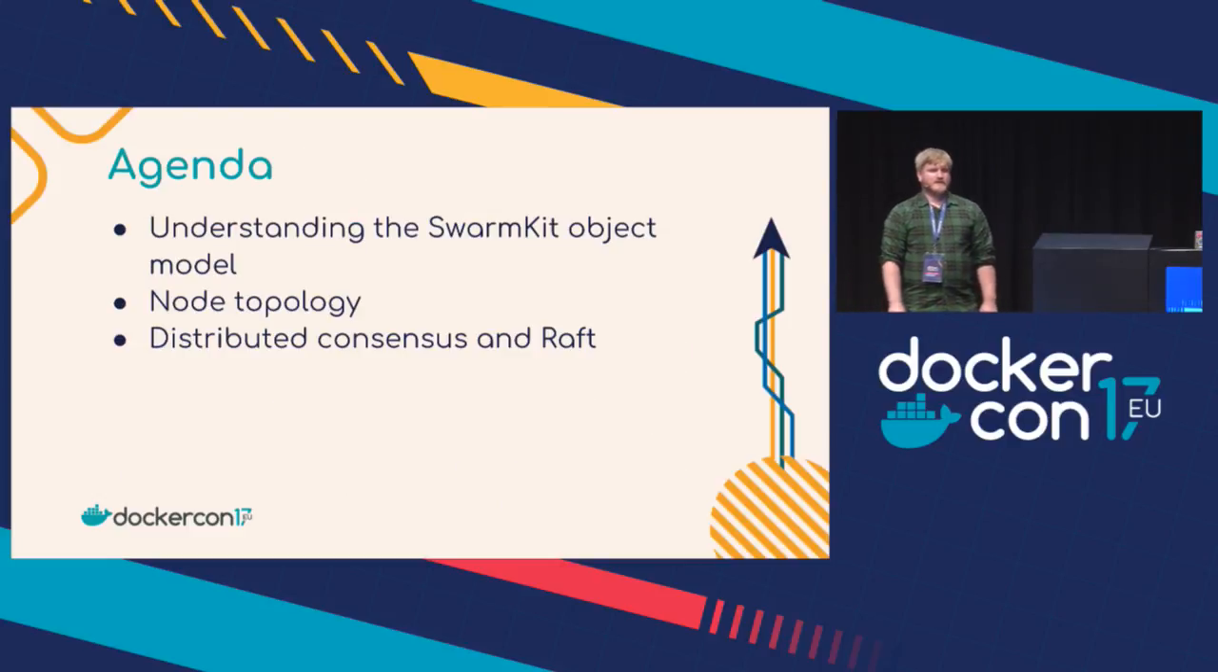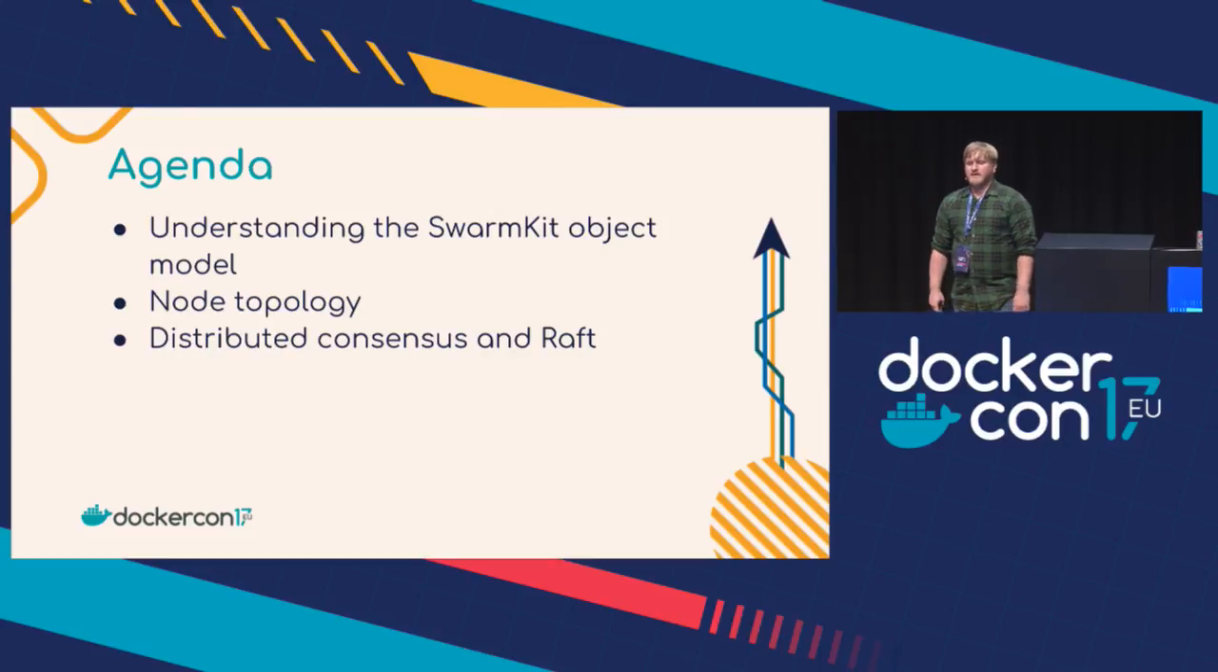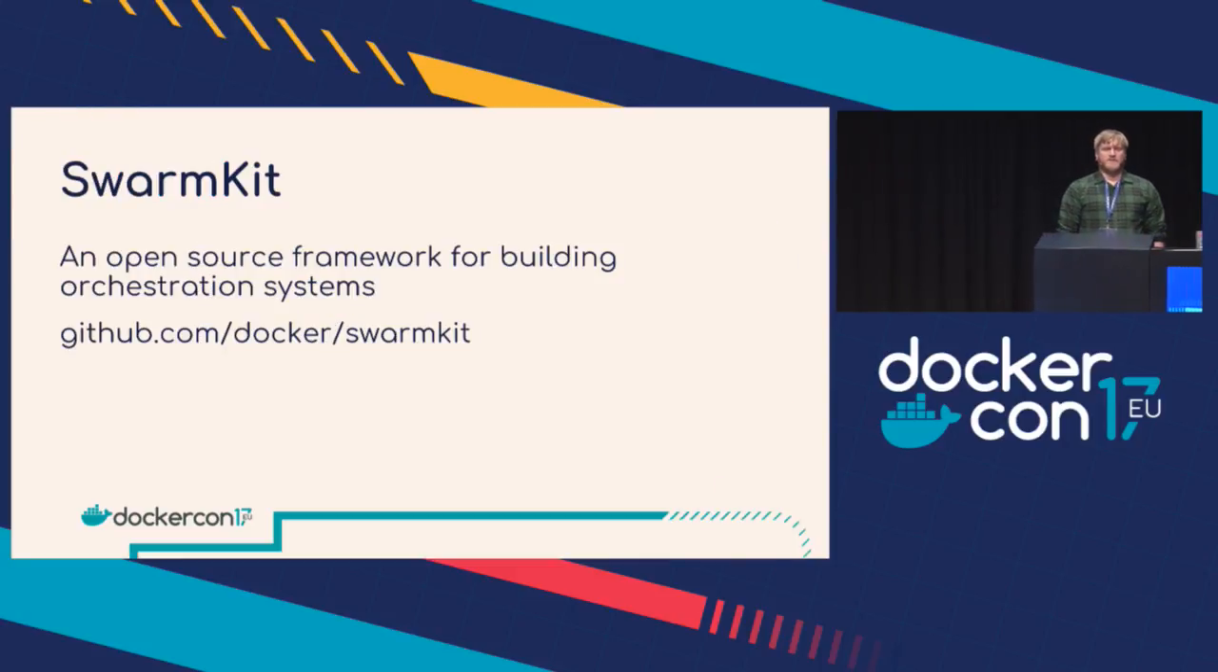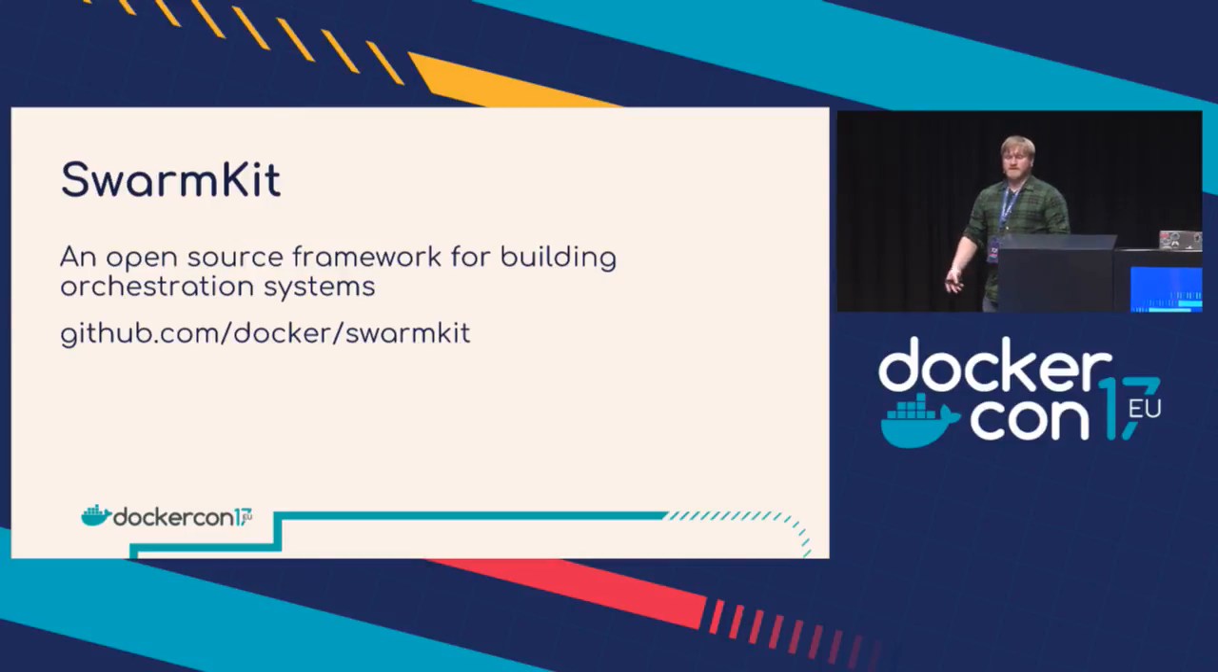So today we're going to be talking a little bit about the reasoning behind the SwarmKit object model, and then Laura will be covering node topology and distributed consensus in Raft. So let's dive in. A lot of this material is going to be oriented around SwarmKit, which powers Docker's swarm mode. A lot of this also applies to Kubernetes and any other orchestration system that you might have worked with, but all the examples will be with Docker swarm mode.